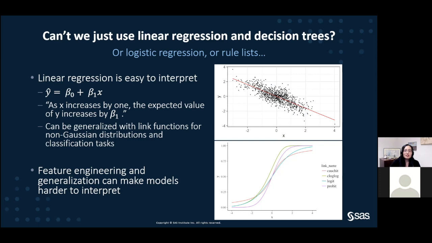So linear regression, for example, is easy to interpret most of the time. Basically, you can explain it by looking at the regression weights and saying, hey, the weight means if my feature X increases by 1 unit, then the expected value of the prediction increases by beta, this feature weight. And linear regression can be generalized with link functions for classification tasks. So it's not just for numerical predictions.